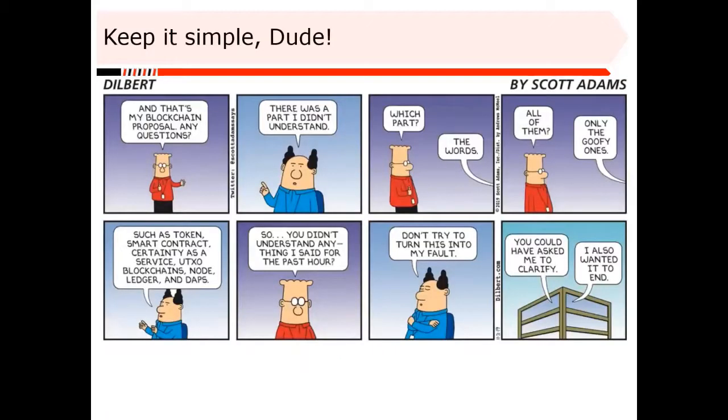So let's make it a bit lighter with some humor from Dilbert. And Dilbert says, and that's my blockchain proposal. Any questions? So he's done a long presentation to his boss. And then the boss says, oh, there was a part I didn't understand. And he says, okay, which part? And the boss says, the words, all of them. Smart contracts, certainty as a service, UTXO, blockchain, node, ledger, and dApps. So you didn't understand anything I said for the past hour. Don't try to turn this into my fault. You could have asked me to clarify. I also wanted it to end, right?